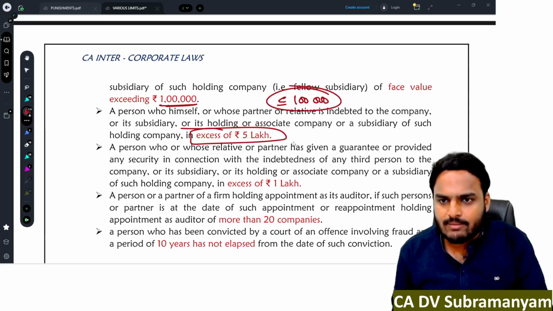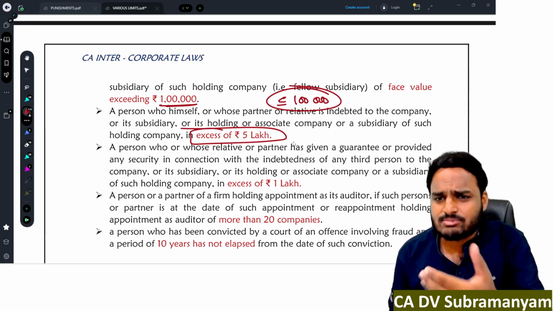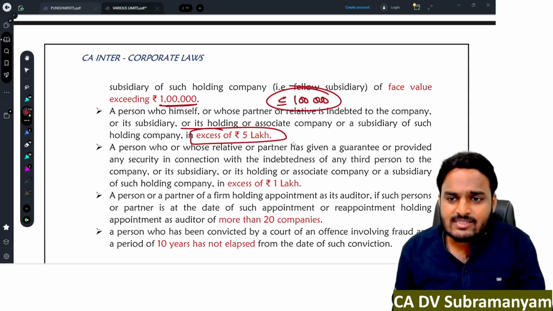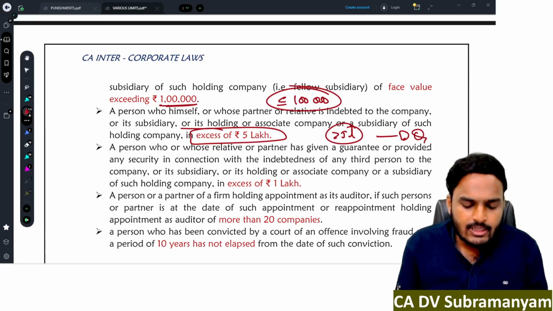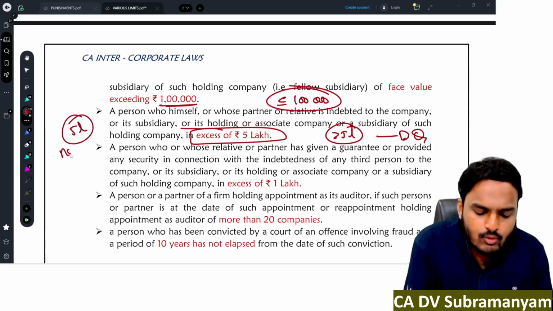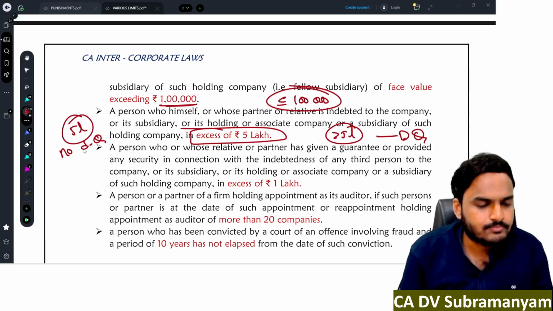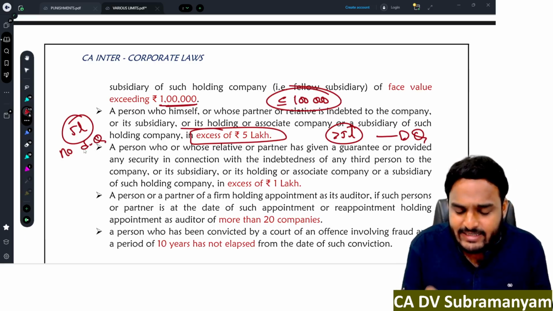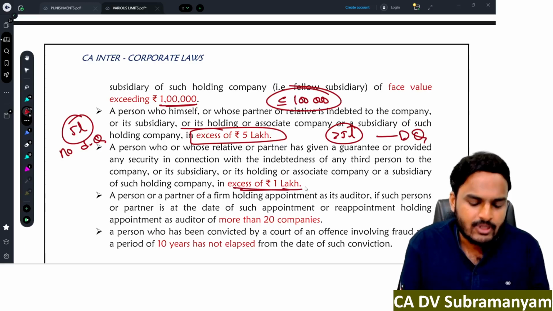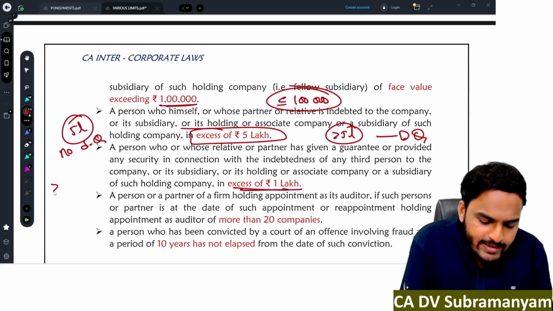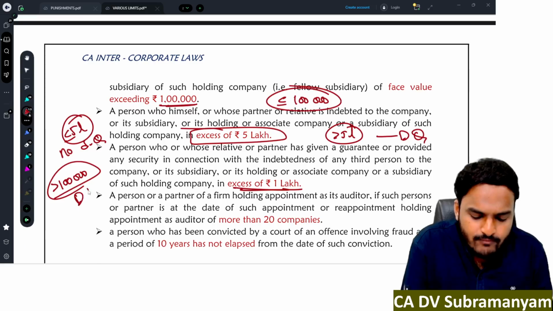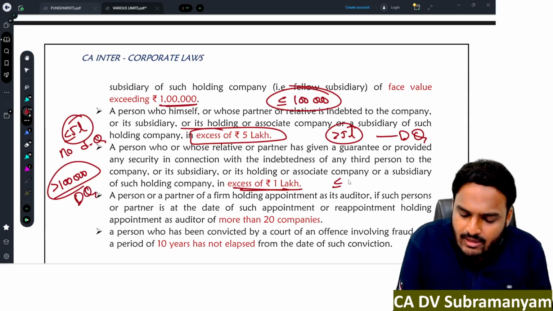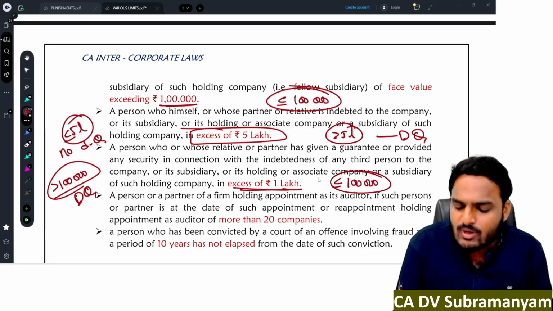Next one, direct indebtedness. You are liable to the company, a subsidiary, holding, associate, subsidiary of holding. If your indebtedness is more than 5 lakhs, then disqualified. Sir, exact 5 lakhs, sir, then no disqualification. Next one, indirect indebtedness. That means, you gave a guarantee. So guarantee amount is greater than 1 lakh, then disqualified. Sir, it is just 1 lakh only, sir. In that case, no disqualification.